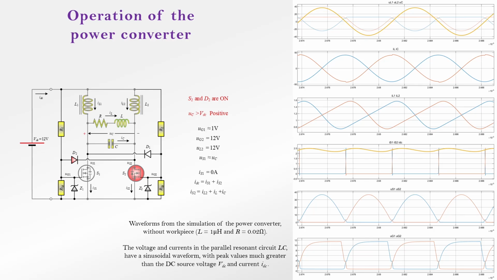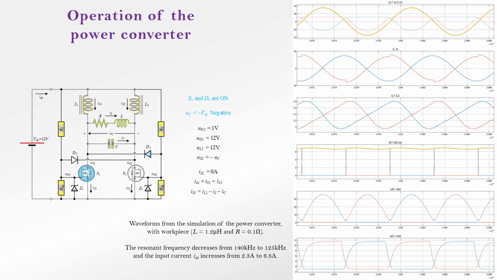When the voltage across the resonant circuit is positive, MOSFET S2 and diode D2 are conducting. Thus, the gate voltage of MOSFET S1 is very low, and it does not conduct. The switching from S2 and D2 to S1 and D1 occurs while the voltage in the resonant circuit is between plus and minus the supply voltage. When the voltage in the resonant circuit becomes negative and exceeds the supply voltage, S1 and D1 conduct.